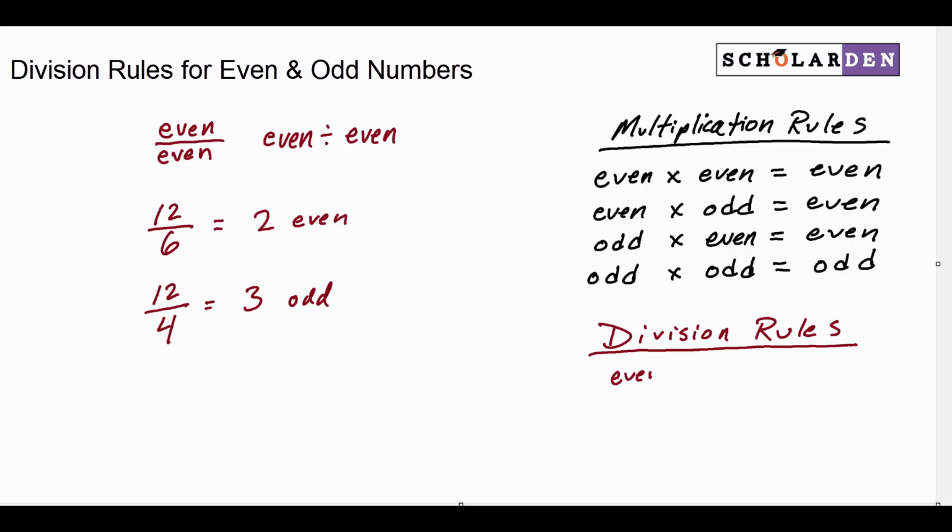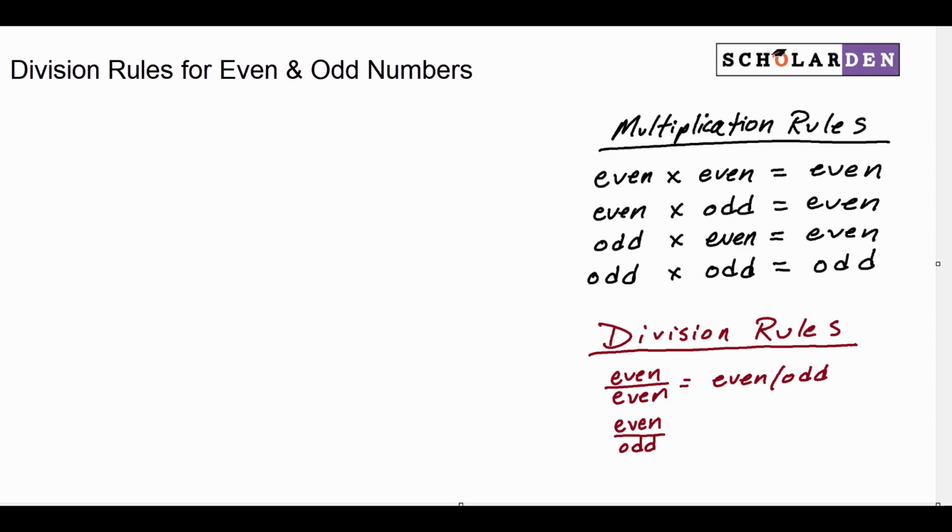So even divided by even could be even or odd. All right, let's try even divided by odd. That's the next one here that we tried with multiplication. So let's try 12 divided by 3. Even divided by odd, we get even.